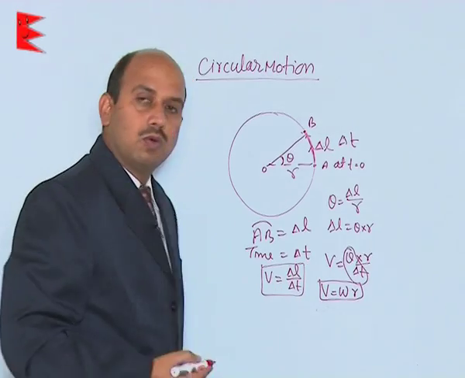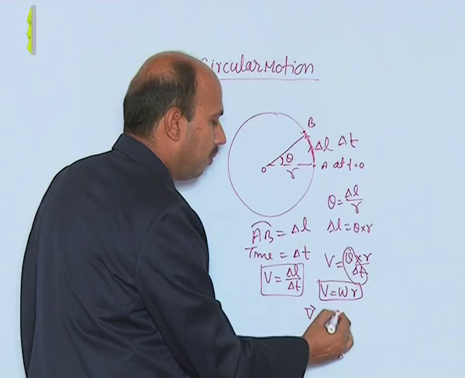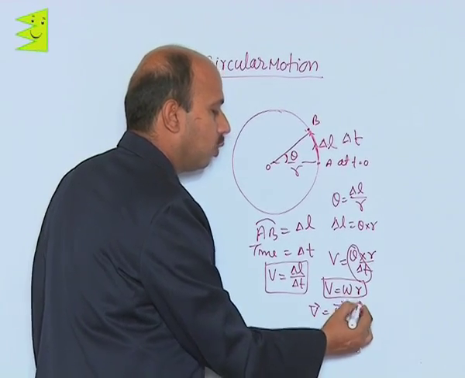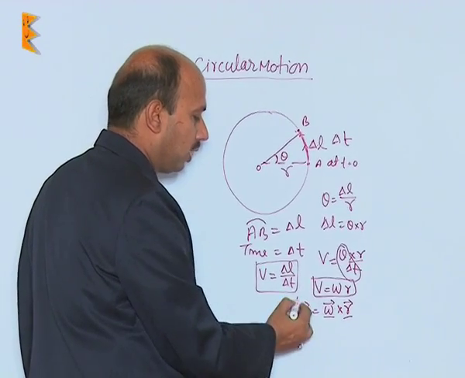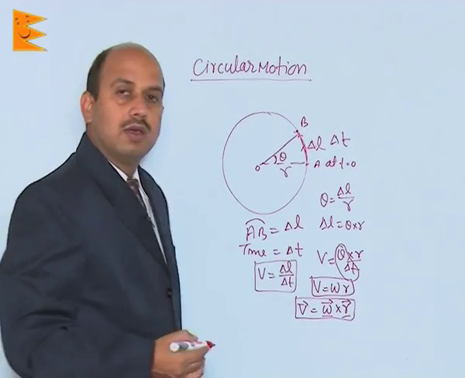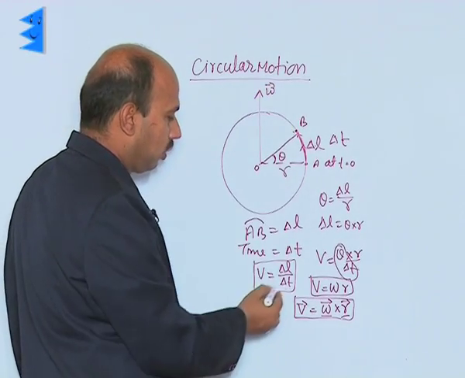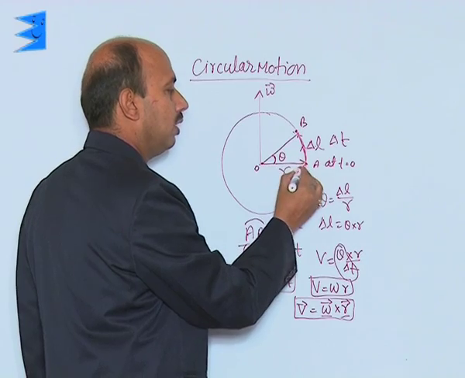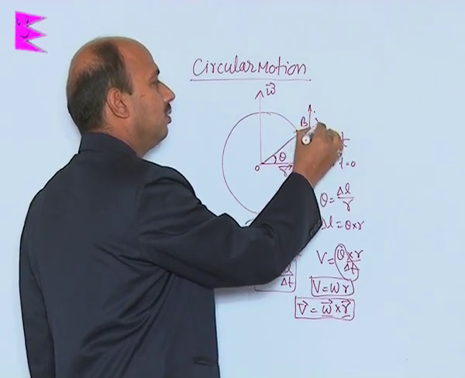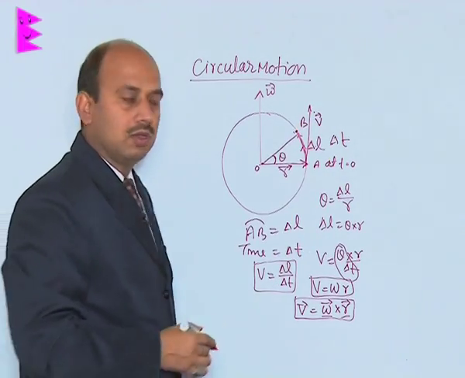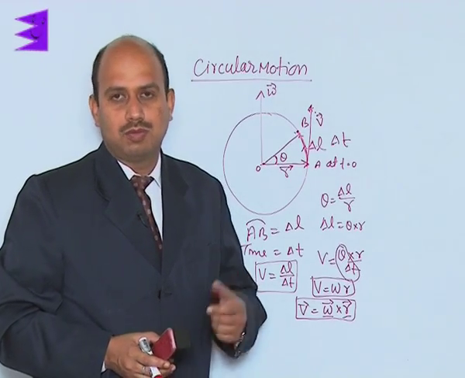So, v is equal to omega r, and we can also write v is equal to omega cross r. This is a cross product of two vectors, because omega and r both are vector quantities. See, the direction of omega in this case is to this side, the direction of the radius vector is to this side, and the velocity is to this side, that is tangential. So, this is about the relation between linear velocity and angular velocity.